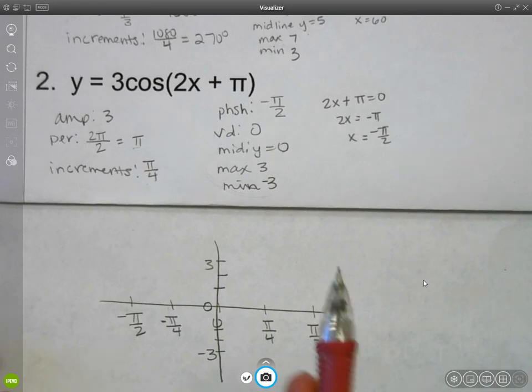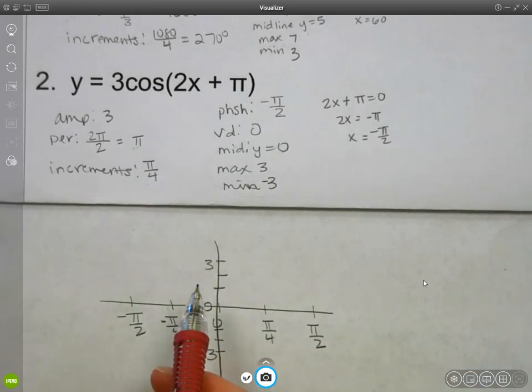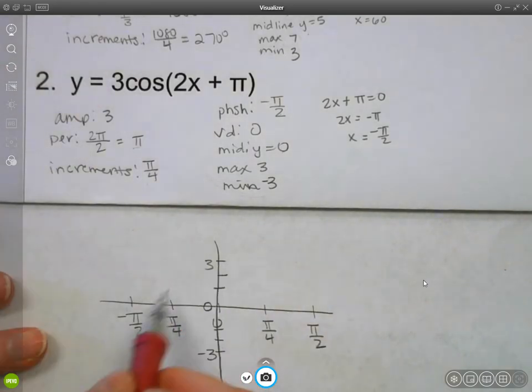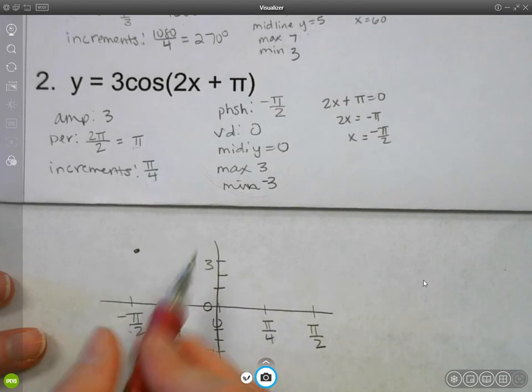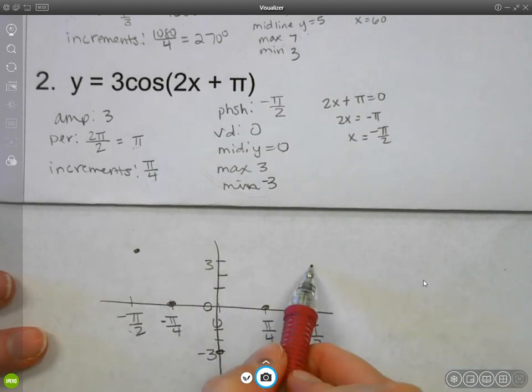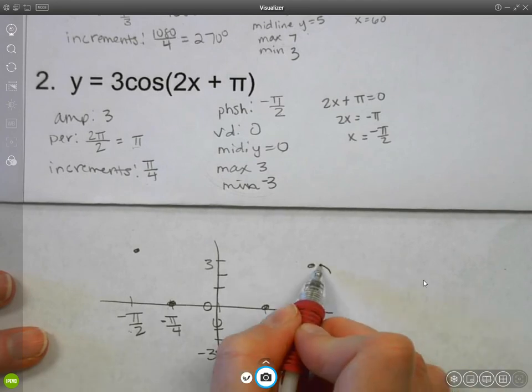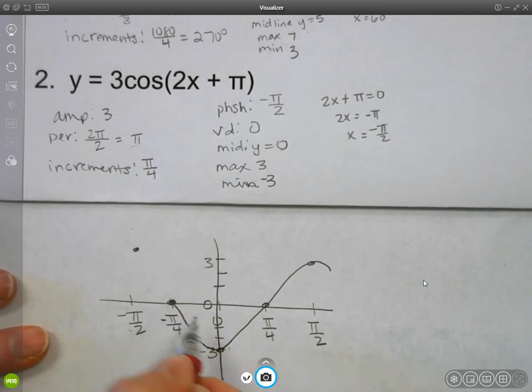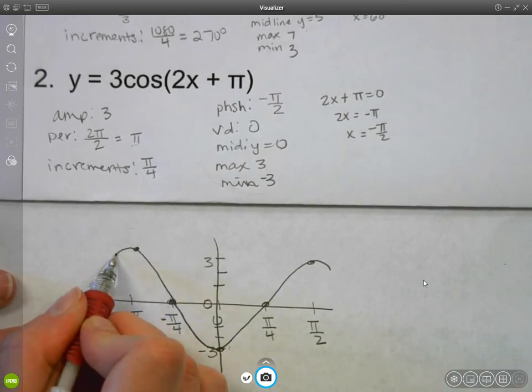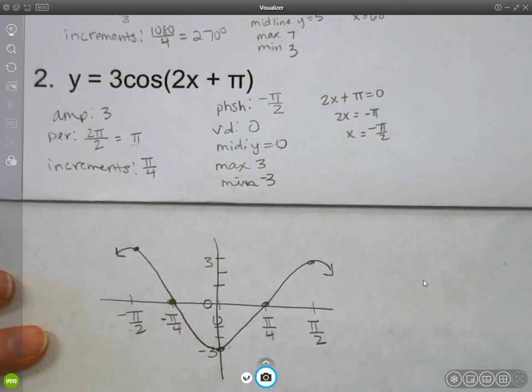Alright, so we're graphing cosine. Cosine starts up high. This is positive, so it's going to start up high. So our starting point is negative pi over 2, so we start up here. And then we're at the middle, and then we're at the low, and then we're at the middle, and then we're at the high. And then we just follow our points. Remember that cosine has to curve back down.